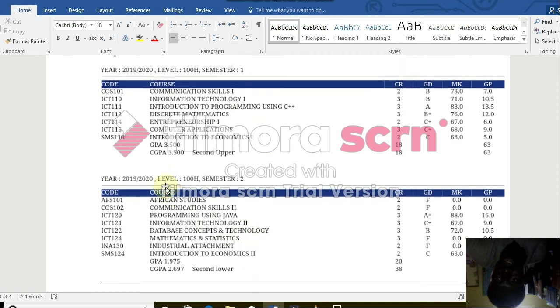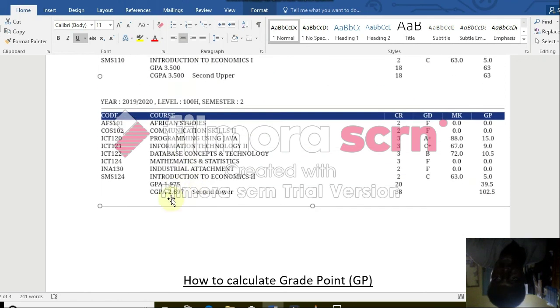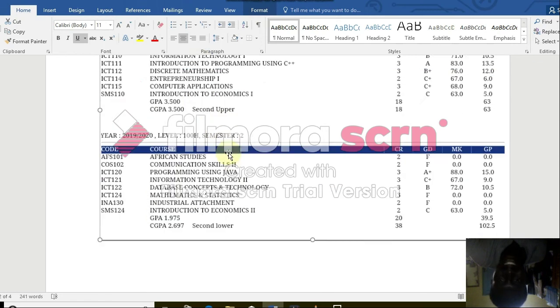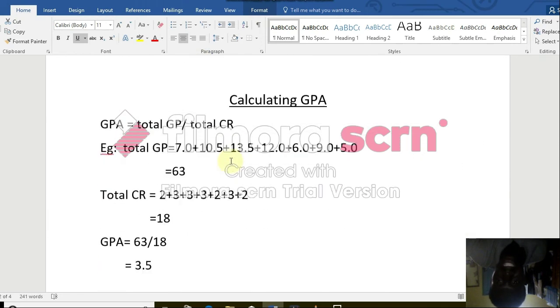So let's go to our results. You can see that they have written 3.500 over here as the GPA. And looking at over here, we have the CGPA. It is because this is the only semester, the first semester. That is why the CGPA is also 3.5. But as we go on, we see that the CGPA has changed over here because we have added the second semester to it.